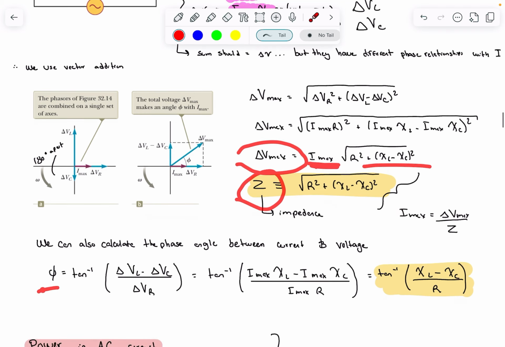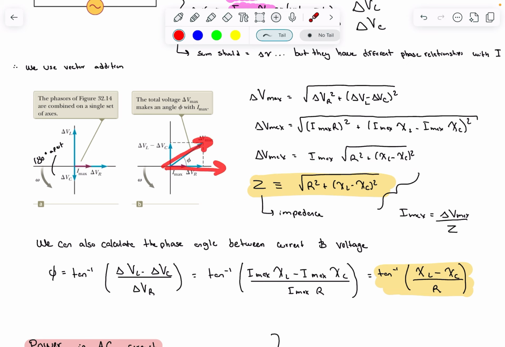To find out what phi is, the phase angle is just the angle between I max and delta V max. We just got to use our trigonometry again. It's the inverse tan of delta VL minus delta VC divided by delta VR. Simplify that down and we get XL minus XC divided by R.